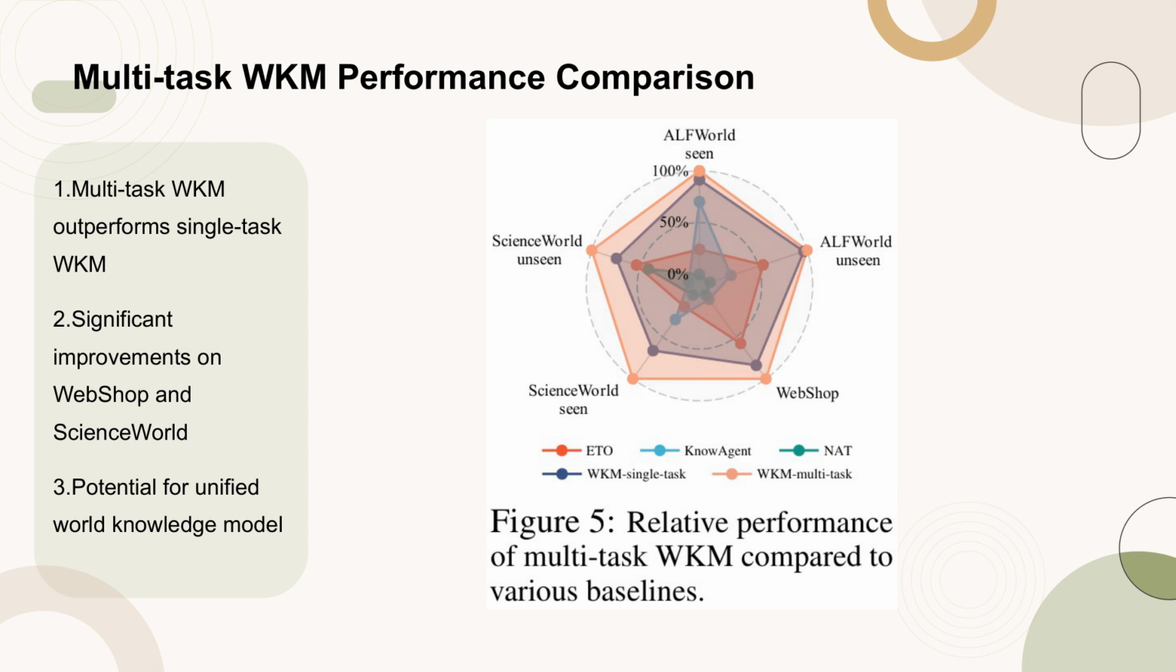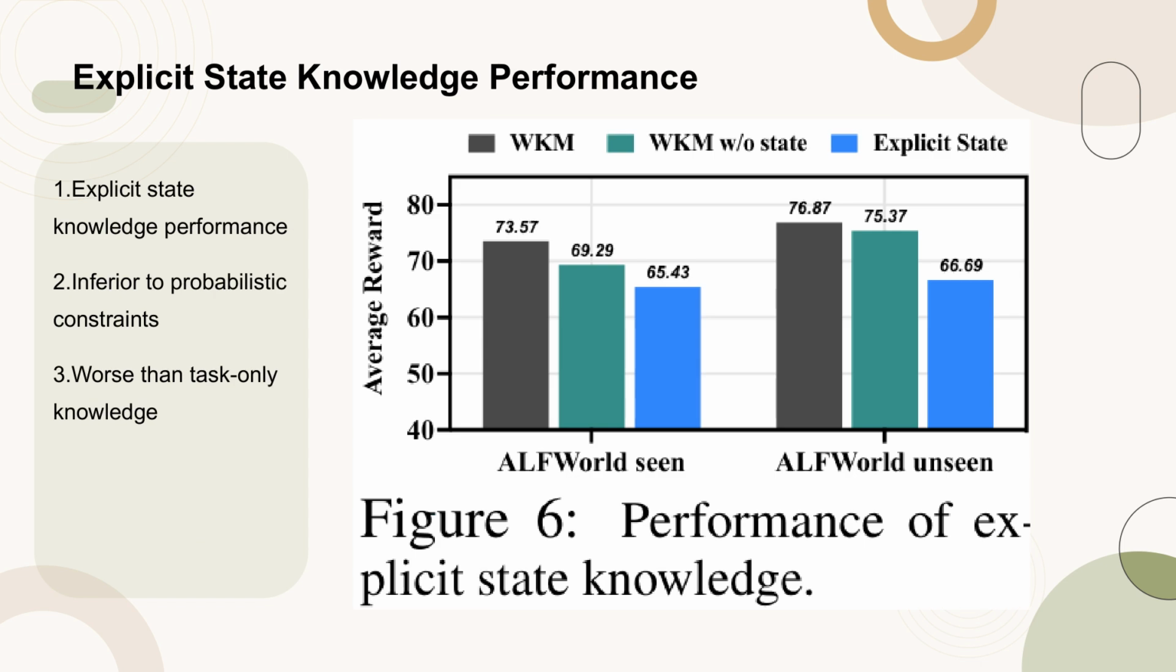This raises the intriguing question of whether a combined unified agent model and unified world knowledge model could be the key to achieving artificial general intelligence, AGI. Figure 6 illustrates the performance of explicit state knowledge in agent planning. The results show that incorporating explicit state knowledge directly into the agent model significantly underperforms compared to the approach of retrieving state knowledge from a base and applying probabilistic constraints.